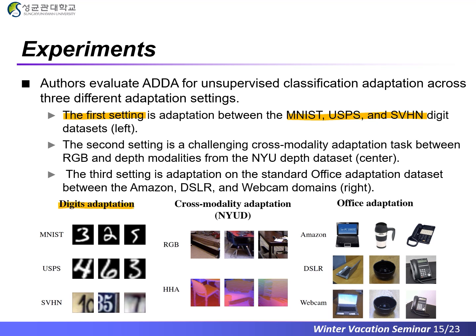The second experiment is a more challenging cross-modality adaptation task, using the NYU depth dataset. The goal is to adapt models trained on RGB images to work on depth images without labeled depth data. The third experiment evaluates adaptation across different domains in the Office dataset.